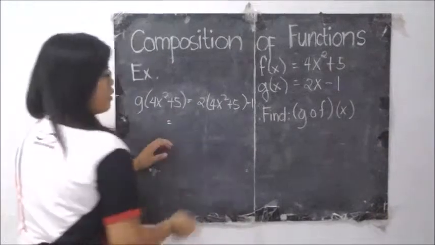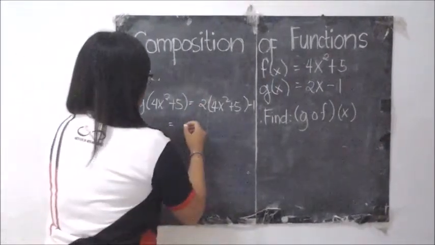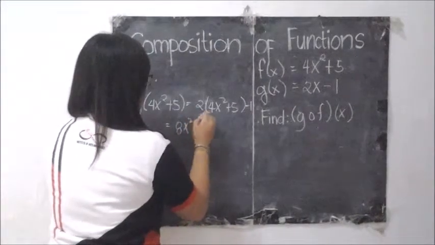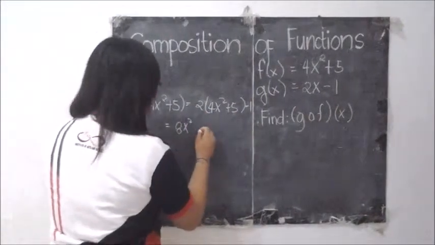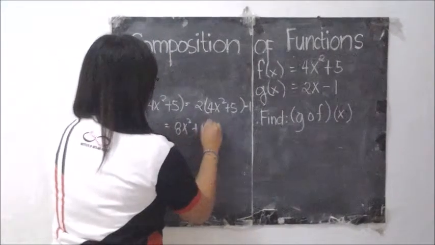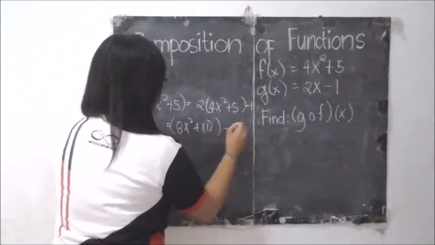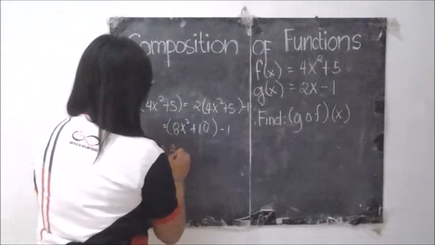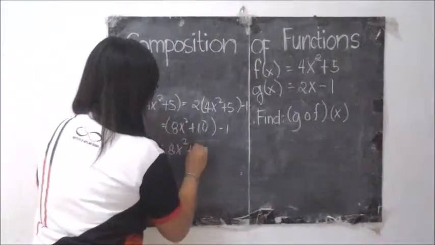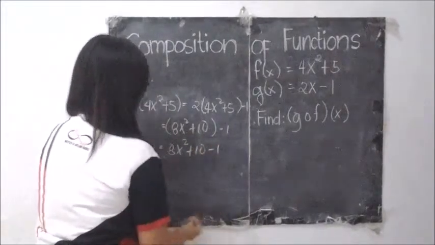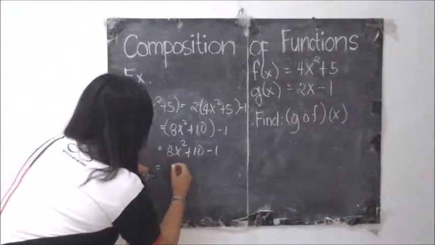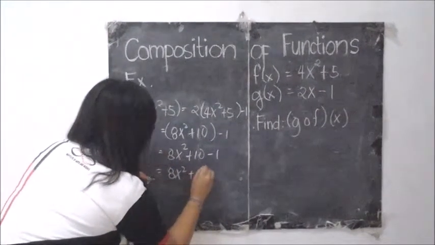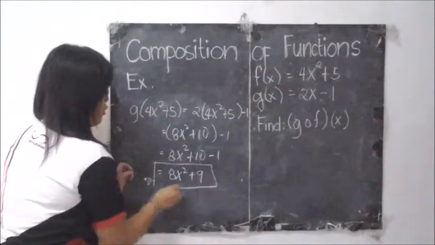Then manipulate it. 2 times 4x squared is equal to 8x squared. Then 2 times 5 is equal to 10, minus 1. Then remove the parentheses: 8x squared plus 10 minus 1. Then 8x squared plus 9. So this is the final answer.